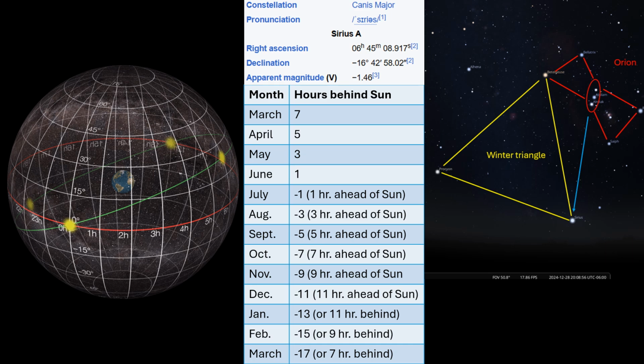So the Egyptians could observe the heliacal rising. In June 21st, Sirius becomes 1 hour ahead, and this pattern just keeps going until March the next year. Remember, a few hours behind the Sun is a good time to stargaze Sirius, such as January, February, March, and April. Look for the winter triangle.